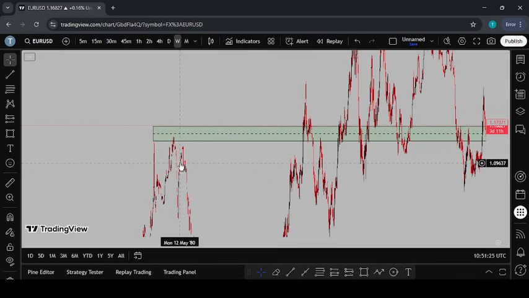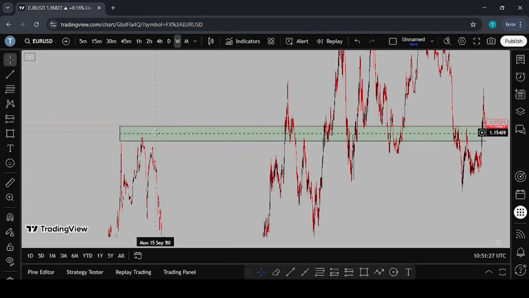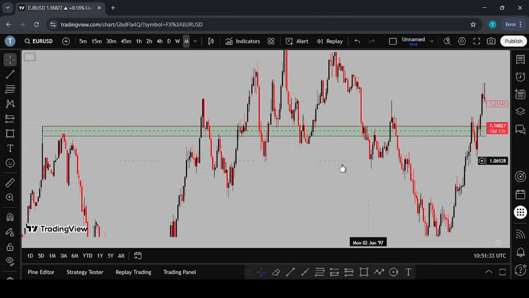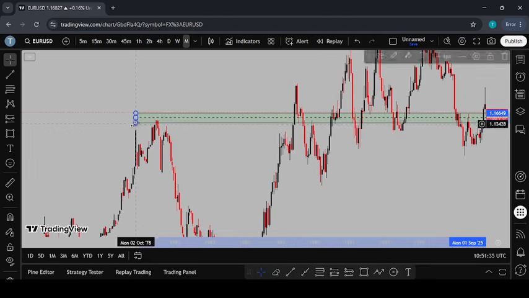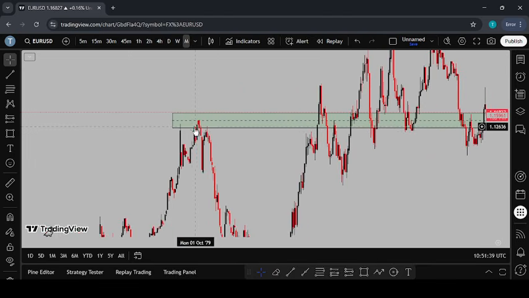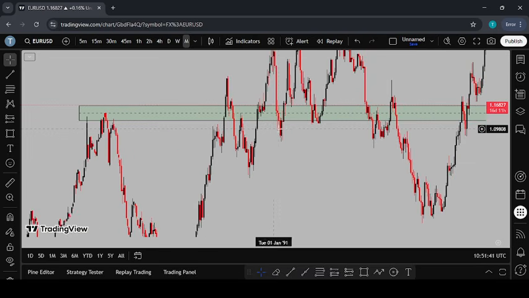For years. This is 1981, the 80s. Let's take this to the monthly time frame. This looks good. Wow. So you can see this is a monthly key level. This region is actually a monthly key level for years. This is the 80s. This is 79. Oh my God, this is 1994.